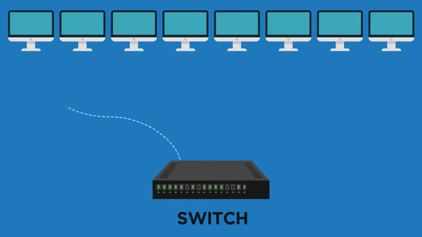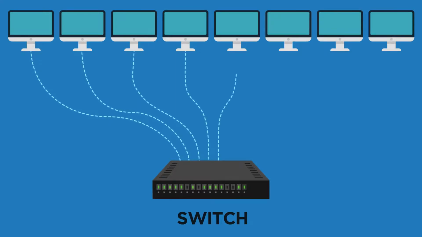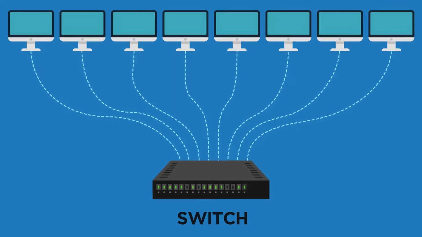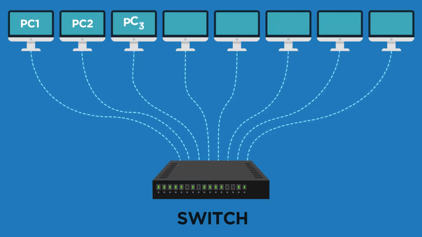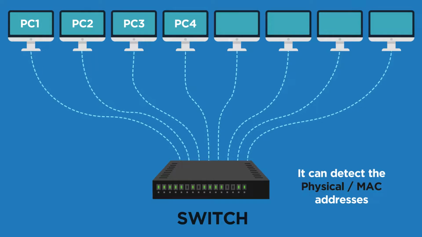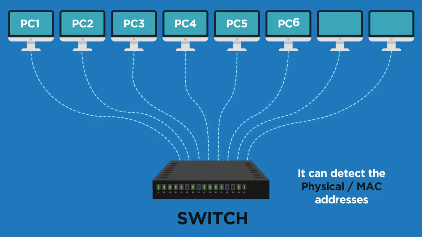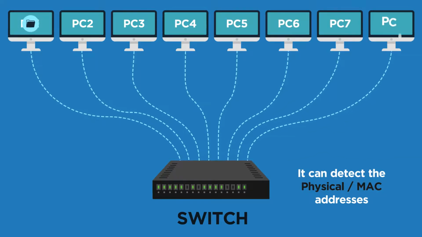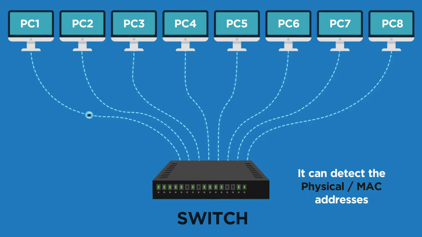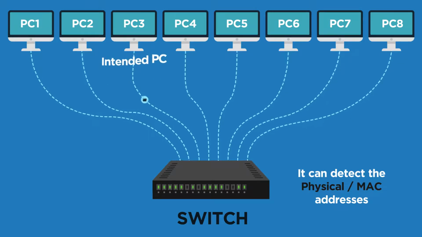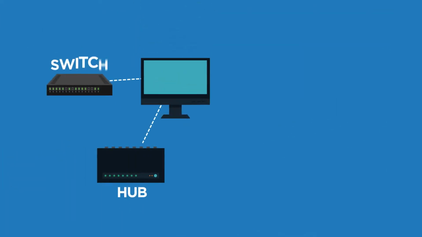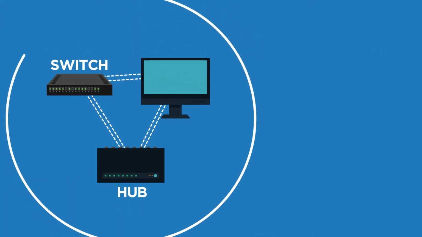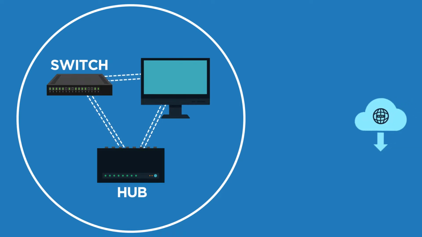A switch is very similar to a hub in connecting devices on an internal network. The only difference is that the switch knows precisely where the data is to be sent. It can detect the physical or MAC addresses of the devices that are connected to the switch. So unlike a hub, the data transmitted from a PC would go to the intended PC in the network with the help of a switch. Hubs and switches are used to exchange data within the same network and cannot transfer data outside the network, that is, on the internet.